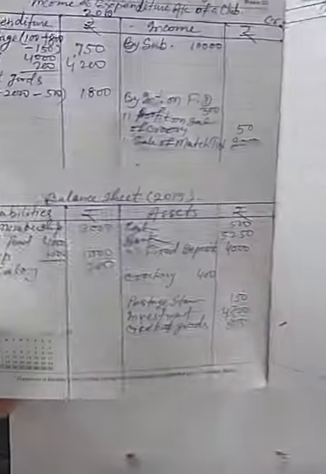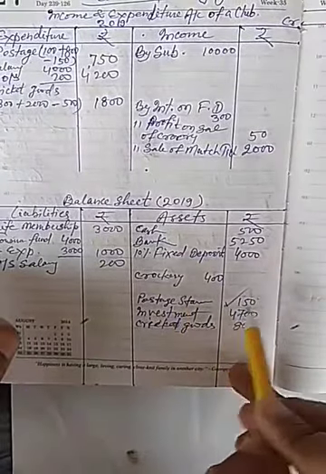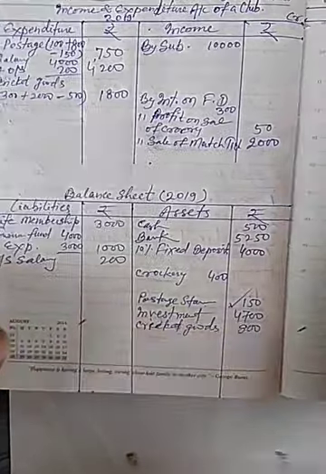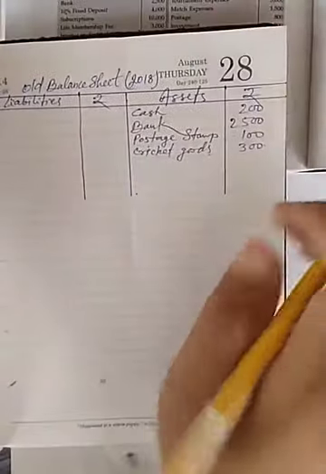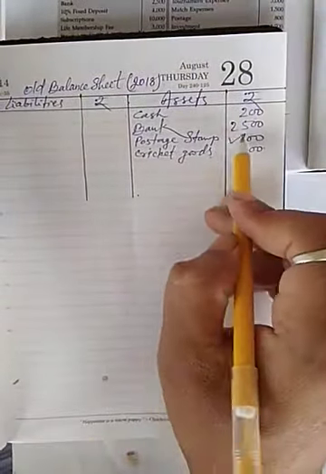Now additional information is given: stock of postage stamp 100 in the beginning of the year and 150 in the current year. So I have already done postage stamp 150 in closing balance sheet and postage stamp 100 in opening balance sheet. Now the question says stock of cricket goods. I have also done 300 and 500. Now I will write 500 on the asset side.